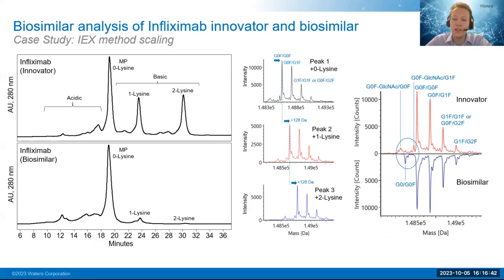MS is heavily utilized to characterize the quality attributes that could impact product quality, and it's used to identify an acceptable charge variant profile. These methods are then transferred from characterization to manufacturing labs, which will be used for routine monitoring by optical detection.